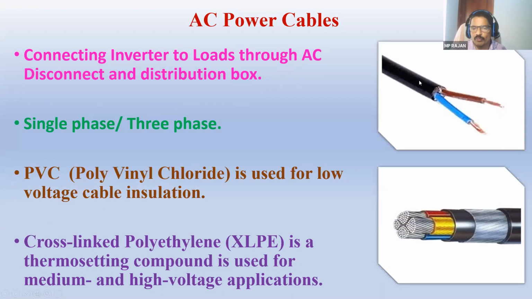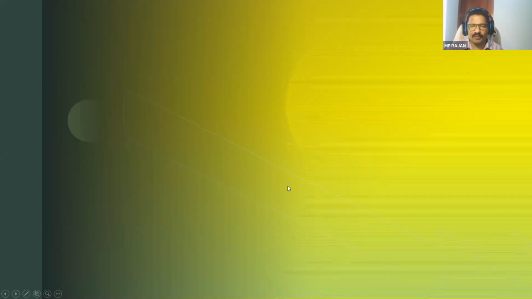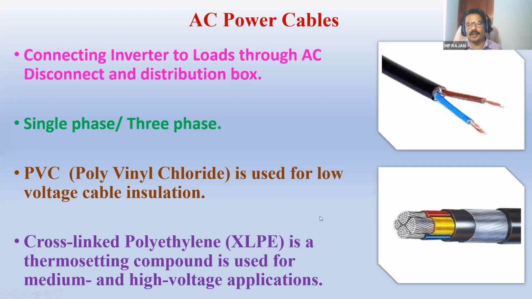Normally for a small voltage system, we are using PVC as the insulation. Insulation plays a major role. It not only protects, it also reduces the leakage current. So we should judiciously select the type of insulation. For a normal low voltage system, we use polyvinyl chloride, PVC. Whereas for high voltage, bigger plant AC cables, we use cross-linked polyethylene, XLPE. This has better electrical characteristics.